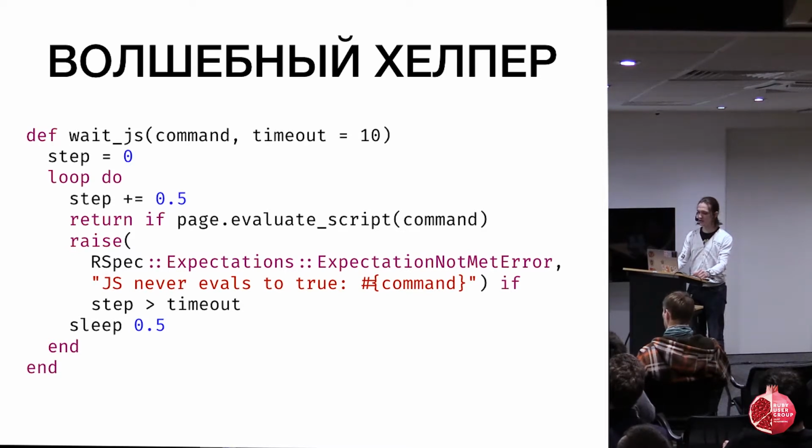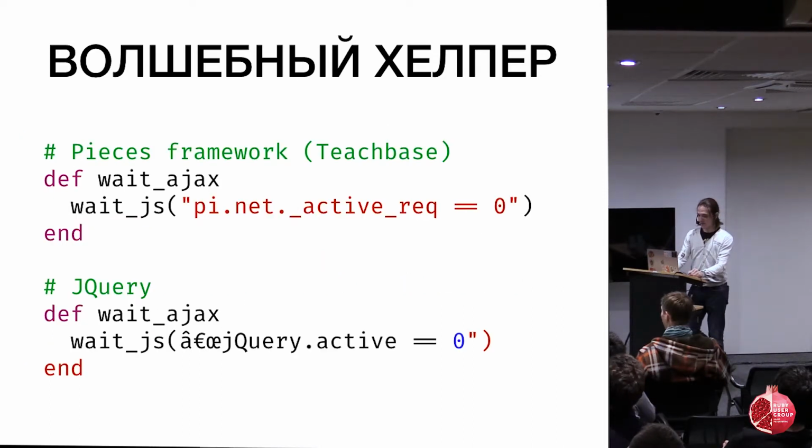Here is an example of such a helper. Every half a second we check if some JS evals to true. If within a time of 10 seconds by default it isn't true, an error is returned. Examples of helper usage.